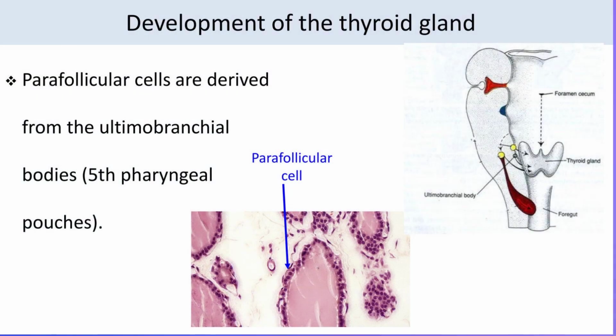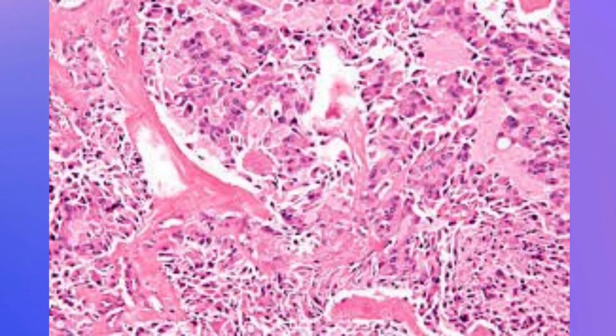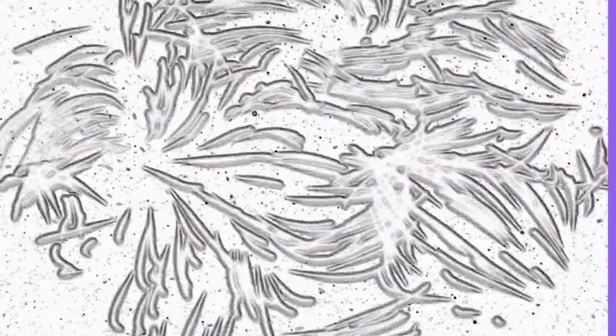As the thyroid gland descends, it also incorporates cells from the ultimobranchial bodies, which are derived from the 5th pharyngeal pouches. These ultimobranchial bodies contribute specific cells to the thyroid gland known as parafollicular cells, or C cells. These cells are distinct from the follicular cells that produce thyroid hormones. Instead, parafollicular cells are responsible for secreting calcitonin, a hormone involved in calcium homeostasis. This dual origin highlights the complex embryological development of the thyroid gland.